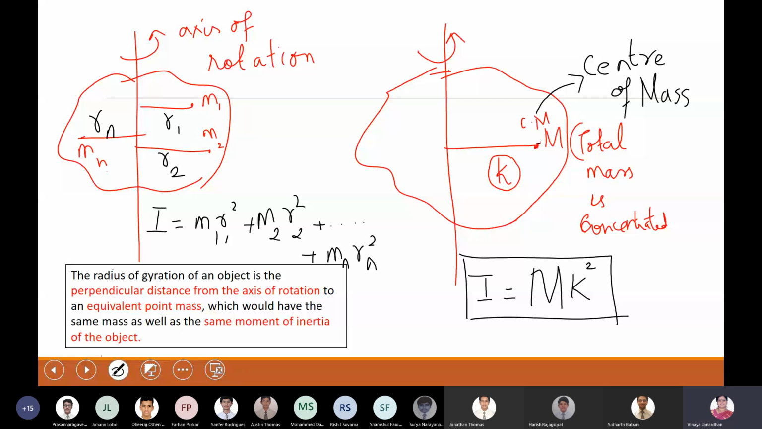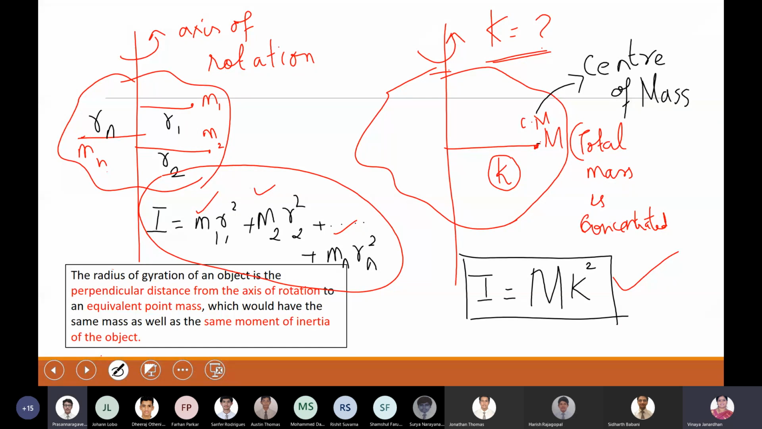Is that clear, boys? Instead of finding the moment of inertia in this manner, where you have to estimate M1, M2, Mn, then find R1, R2, it is a tedious process. Instead of that, you locate where the center of mass is going to lie, and see what is the distance of the center of mass from the axis of rotation. That value k, we call the radius of gyration. Then your moment of inertia is given by this formula, I is equal to mk squared. Next, you have to derive an expression for k.